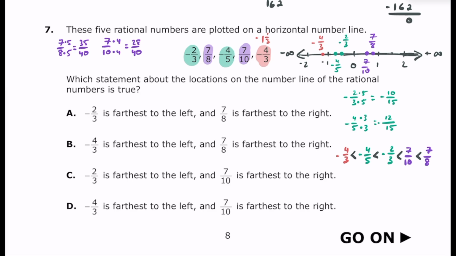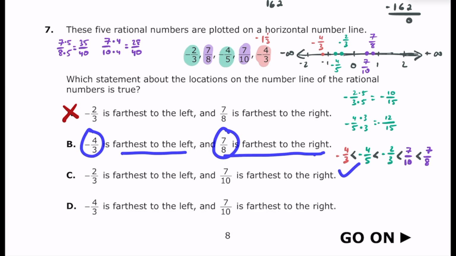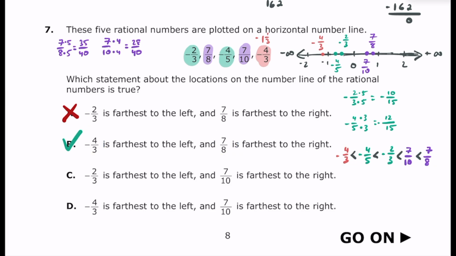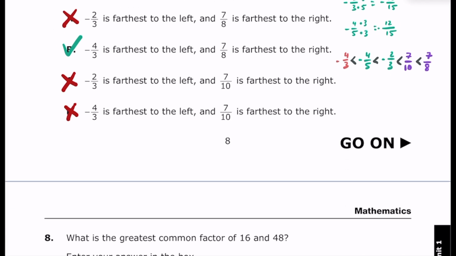So let's look at our answer choices. They say which one is true. So is negative 2/3 furthest to the left? Well, no, that's not true. So let's go ahead and cross that one out. It says negative 4/3 is furthest to the left. Okay, that's true. And is 7/8 furthest to the right? Well, that is also true. All right, so both of these are true here. So they're looking for a true statement. There's only one true statement, so everything else must be false here. Let's go ahead and get rid of those and try another one.